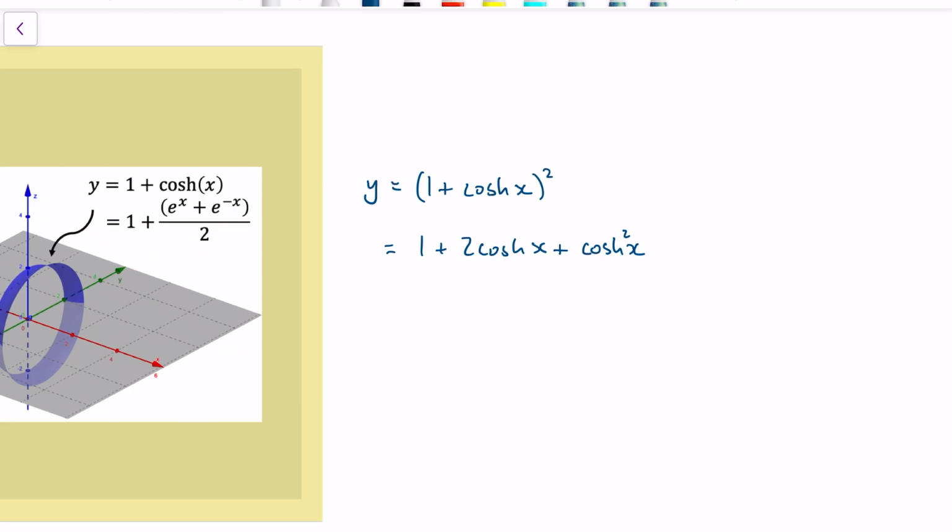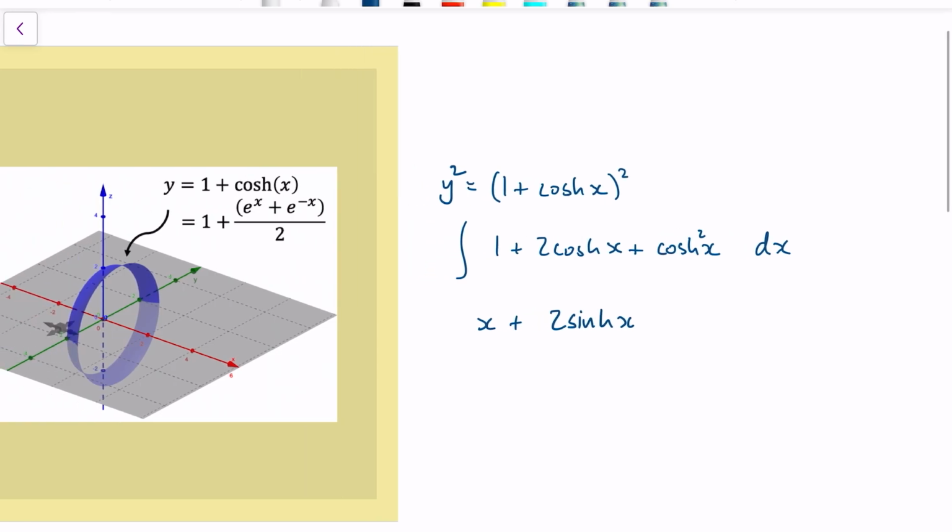If you knew first up that the antiderivative of cosh x is just sinh of x, or the hyperbolic sine function. So if we want to integrate, sorry, that was y squared, and we're integrating this. So we've got x plus 2 hyperbolic sine of x. So that relationship is similar to how sine differentiates to cosine, and cosine differentiates to minus sine. Well, for hyperbolics, you can check that out by looking at this definition there.